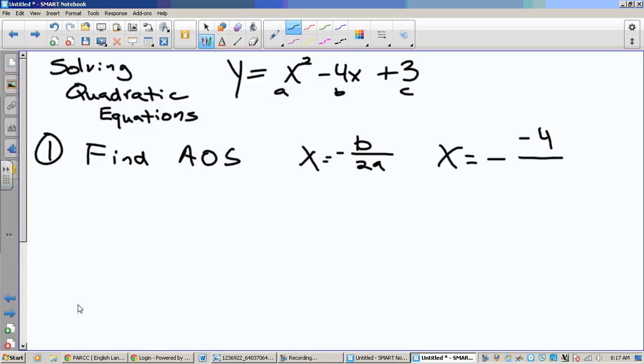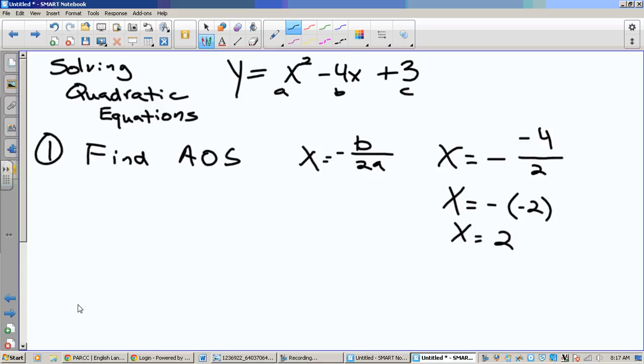What's a in this case, Noah? 1. Good, 1. So it's 2 times 1, so it's 2. So negative 4 over 2 is negative 2. So x equals negative 2. So x equals 2. Awesome. So that's a vertical line where, whatever the y value is, the x is 2. Okay? The x is 2.